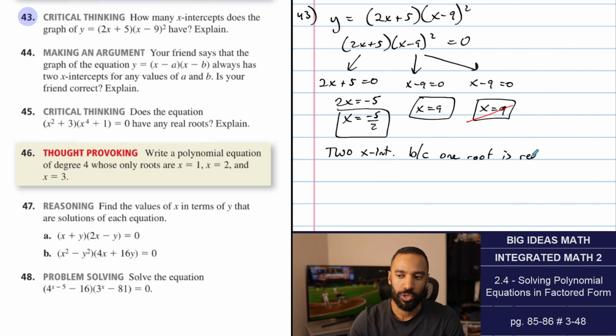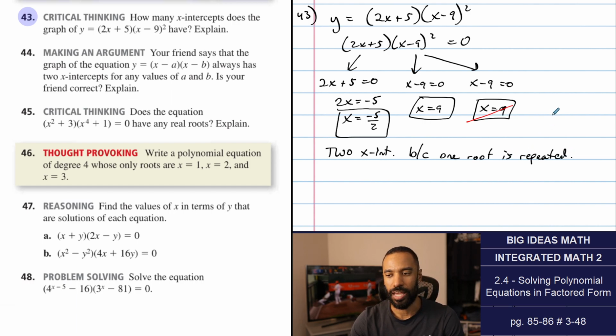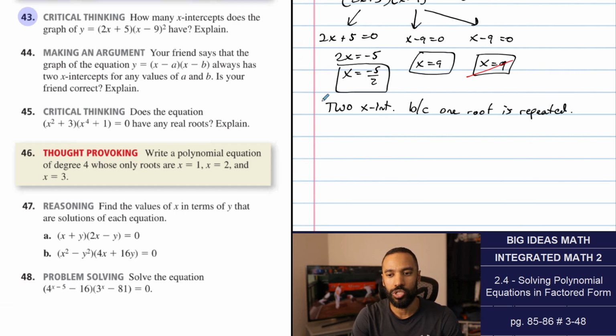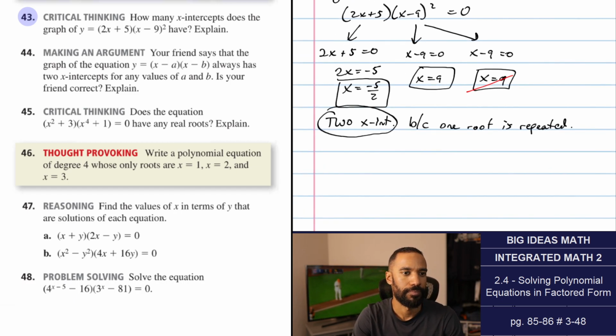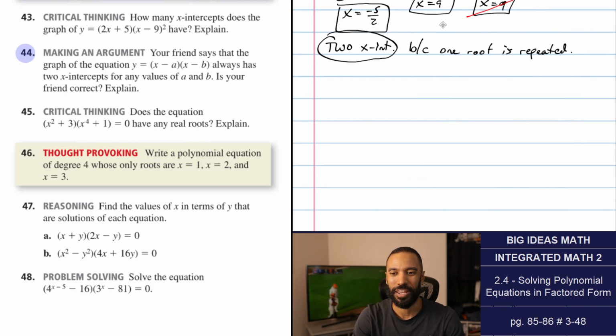Now, they don't ask us to look at what the graph looks like. Once again, more of an IM3 thing. When you get into that, you'll understand. But there are 2 x-intercepts. And that's number 43. I thought critical thinking was generally an open-ended, thought-provoking kind of question.